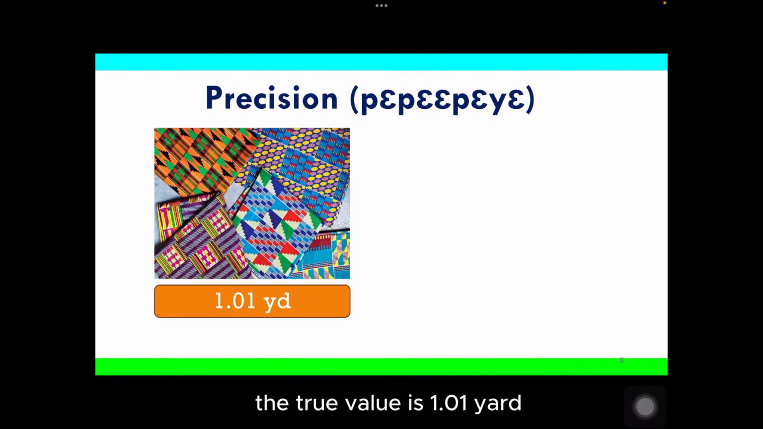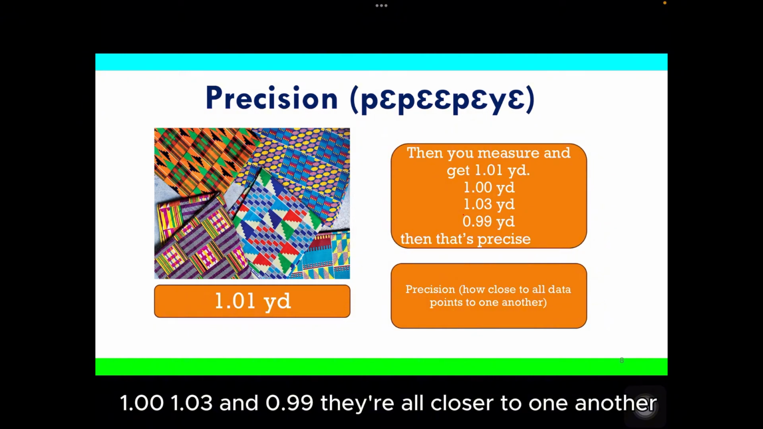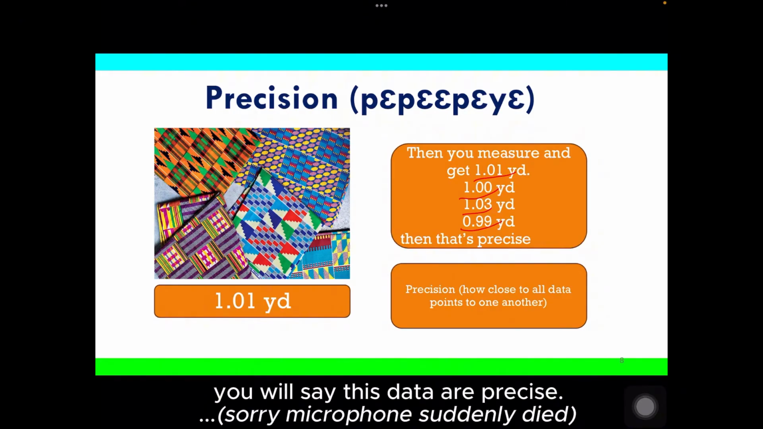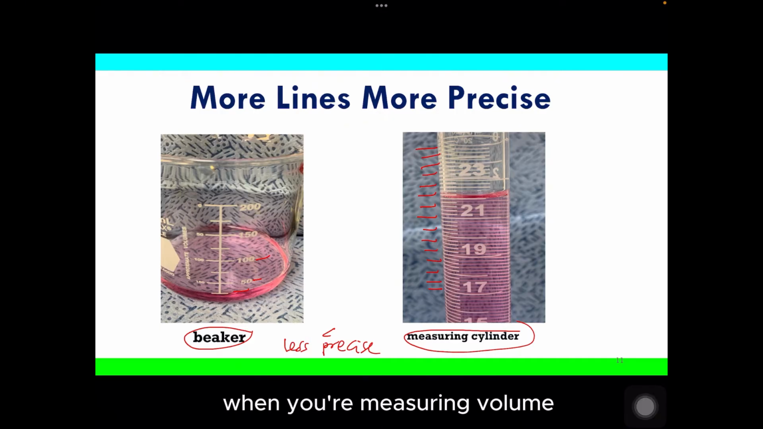Similarly, if the true value is 1.01 yards and you measure 1.01, 1.00, 1.03 and 0.99, they are all close to one another, so we will say this data is precise. Wider apart, leading to higher levels of uncertainty when you are measuring volume.